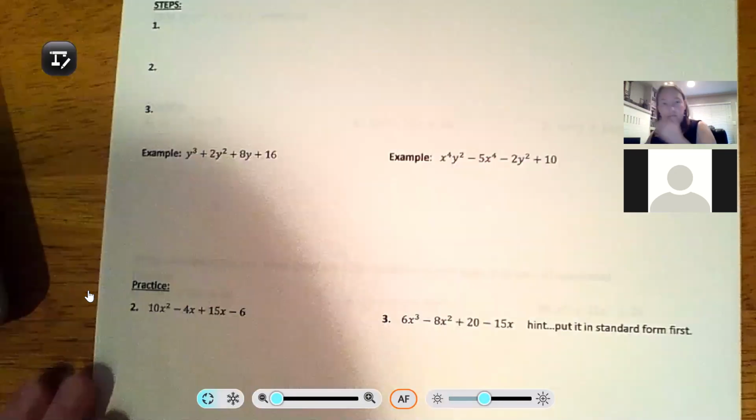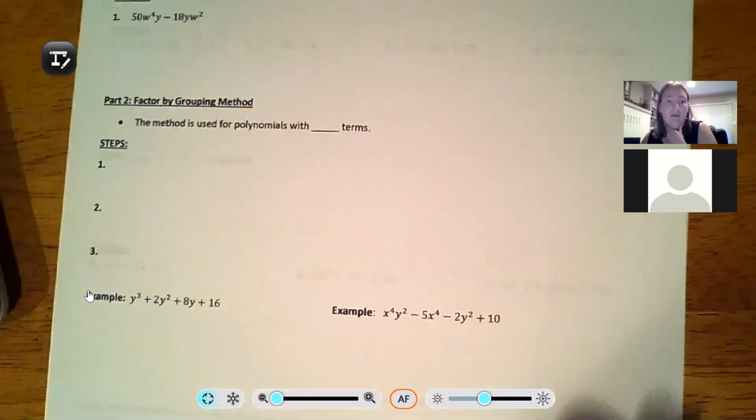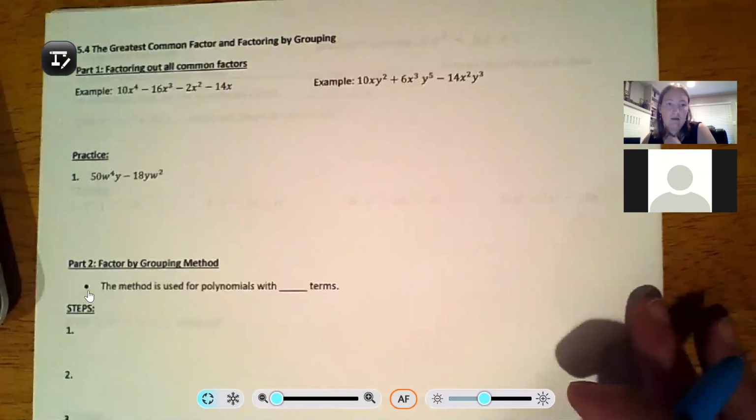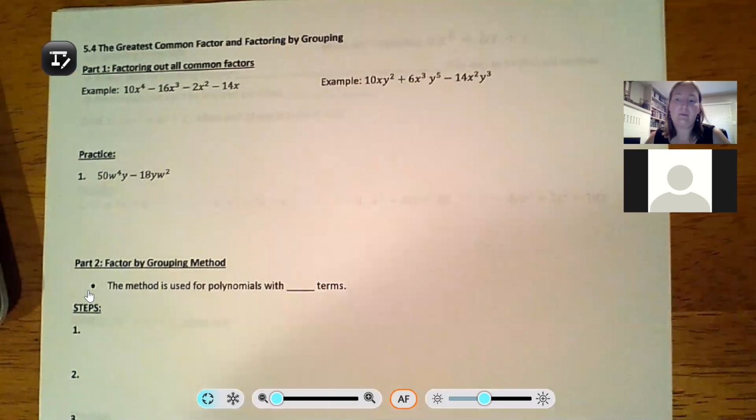5.3. 5.4 is greatest common factor and factor by grouping.